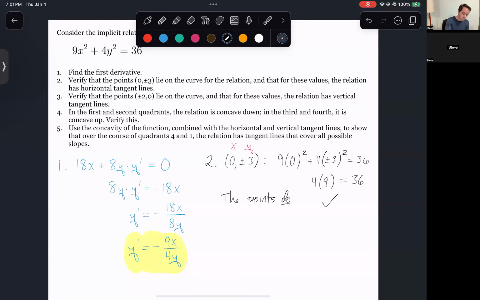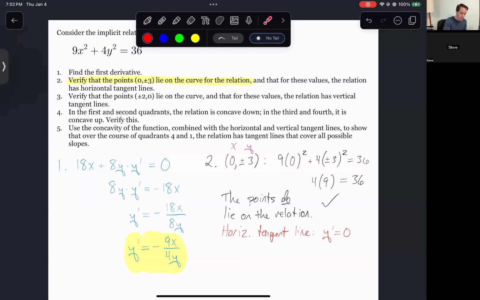Yes, now we need to do the second part. For these values, the relation has horizontal tangent lines. Horizontal tangent lines consist of a single condition. Do you know what it is? It means that y prime equals, that's the slope of the tangent line, right? That's what y prime represents. In order to have a horizontal line, you must have a 0 derivative. So y prime equals 0 is the thing we're testing here.